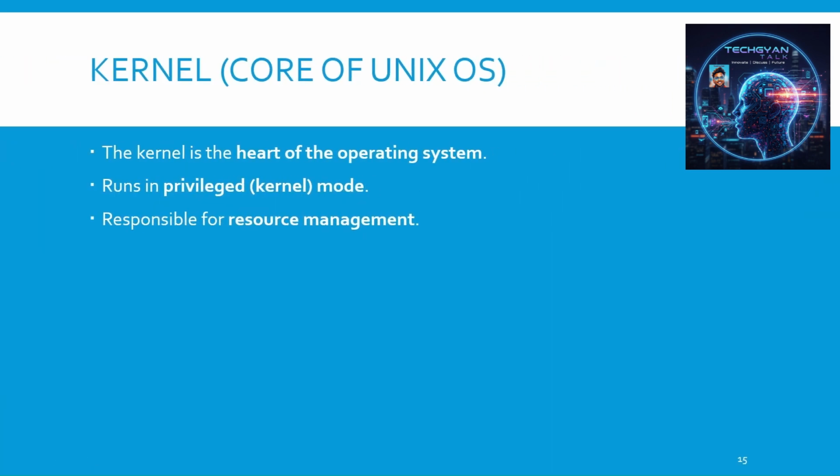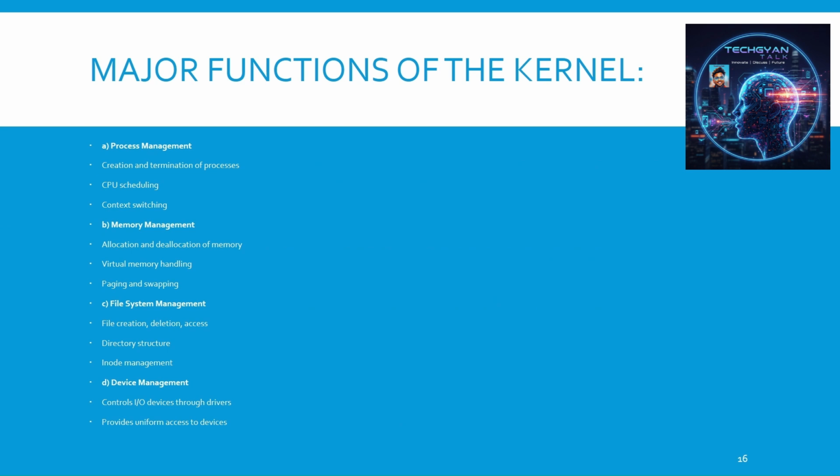So, what is the kernel? The core of the Unix operating system. The kernel is the heart of the operating system, runs in privileged kernel mode, and is responsible for resource management. Major functions of the kernel: process management, memory management, file system management, and device management. What is there in process management? Creation and termination of processes, CPU scheduling, context switching. Memory management: allocation and deallocation of memory, virtual memory handling, paging and swapping.